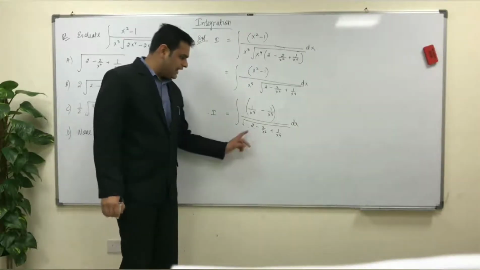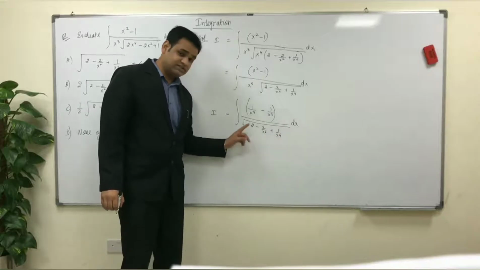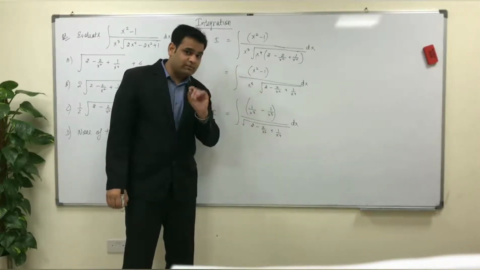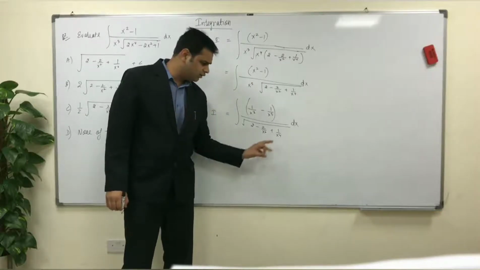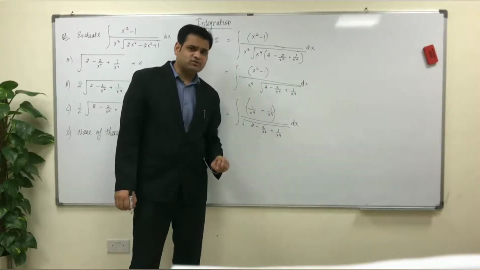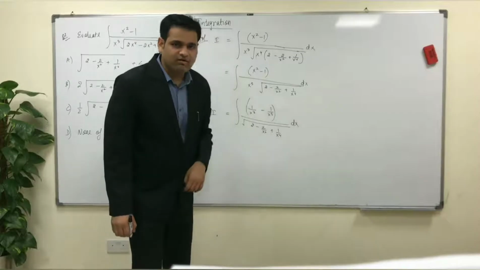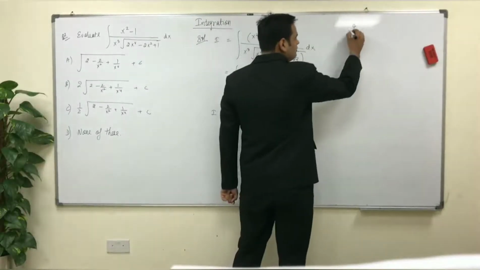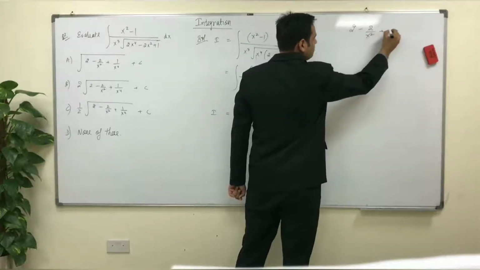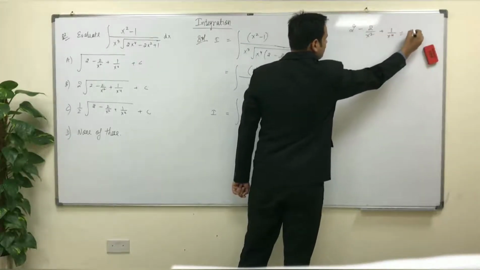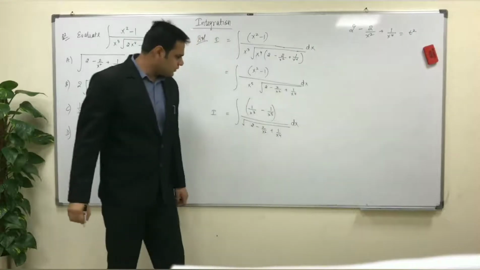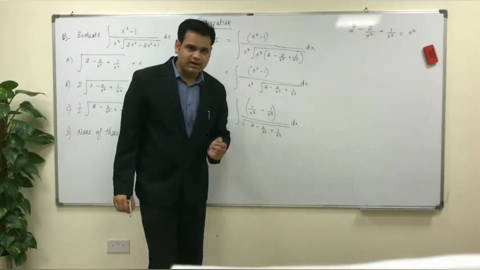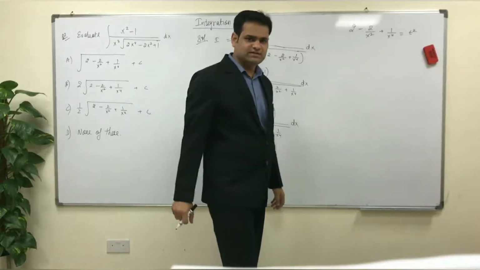Perfect. Now what will I do? I'll take the denominator as t. See how? If I differentiate 1 by x square, what will I get? 1 by x cube. In short, I'm telling you. Similarly, if I differentiate 1 by x to the power 4, what will I get? 1 by x to the power 5. So I'll show you how it will work. I'm going to take 2 minus 2 by x square plus 1 by x to the power 4 equal to t square. Why am I taking t square? Because there is an under root. So when I put t square, under root t square will become t. So calculation wise it will be easy to solve.